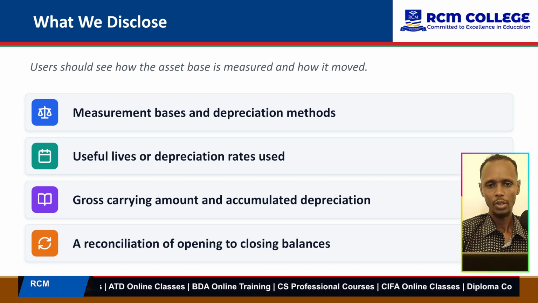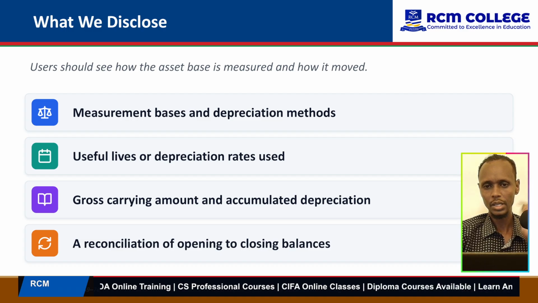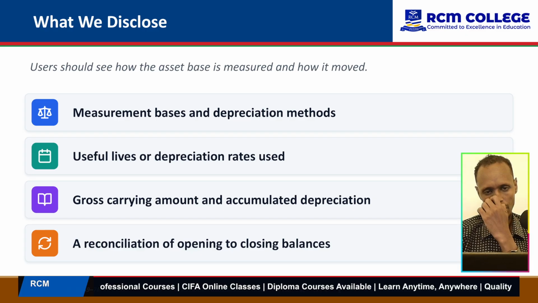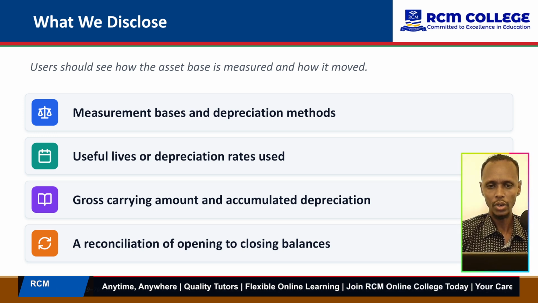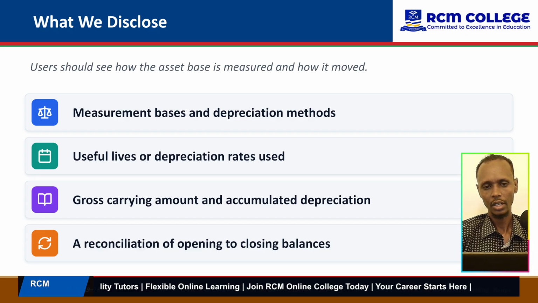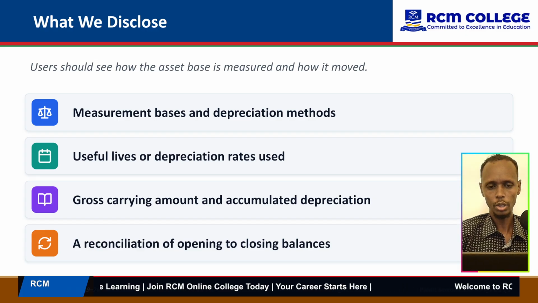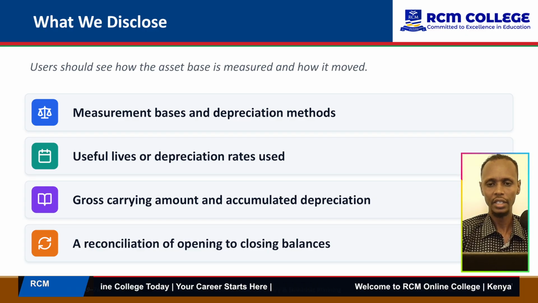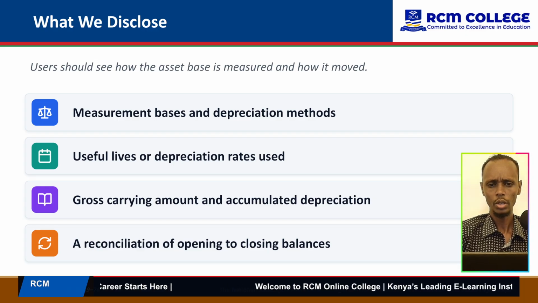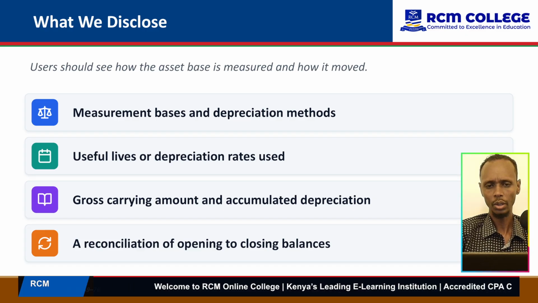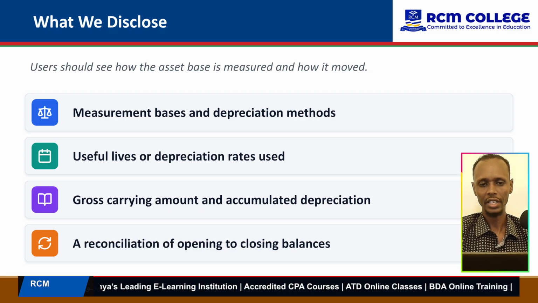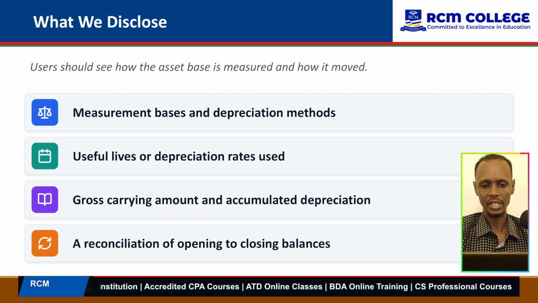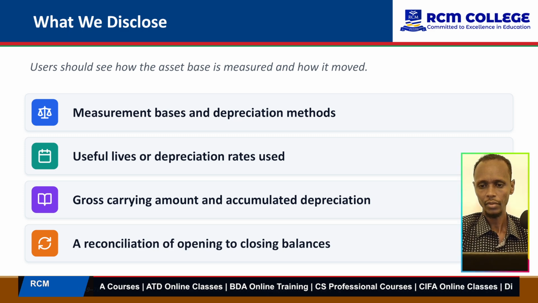So what we disclose, users should see how the asset base is measured and how it moves. We look at the measurement basis and depreciation method, and the useful life or depreciation rates used. We also disclose the carrying amount and the accumulated depreciation. We also do a reconciliation of opening to closing balances, the one I showed you in the previous slide.